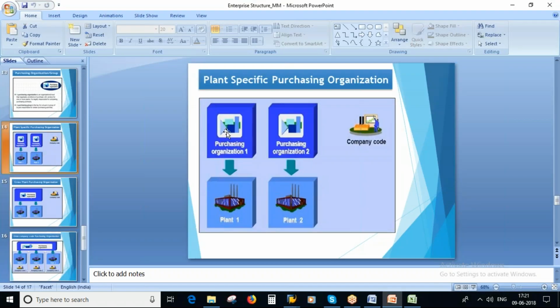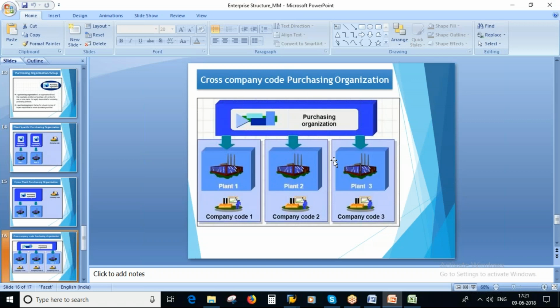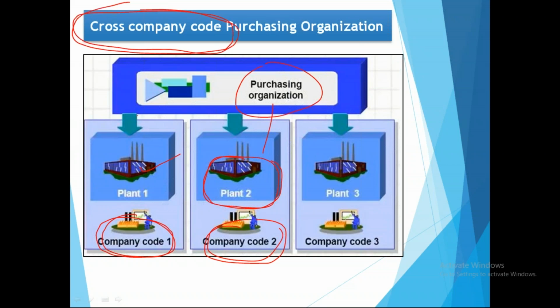So either it is plant specific or cross plant. Now the other one is cross company code purchasing. Let's say you have a purchasing organization that takes care of purchasing of plant 1, which belongs to one company code, and also takes care of purchasing of plant 2, which belongs to a separate company code 2. That is also possible, which is called cross company code purchasing organization. But it is a very rare scenario.